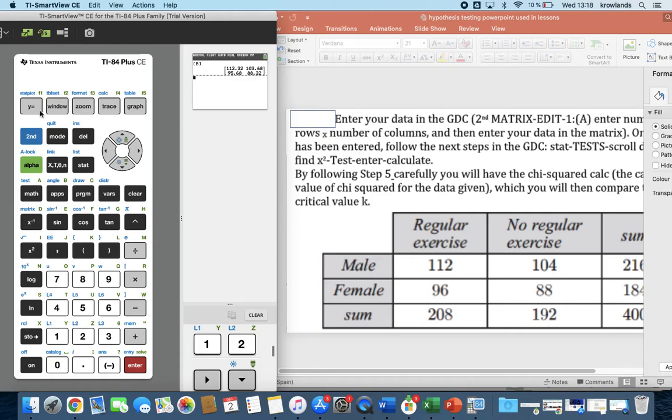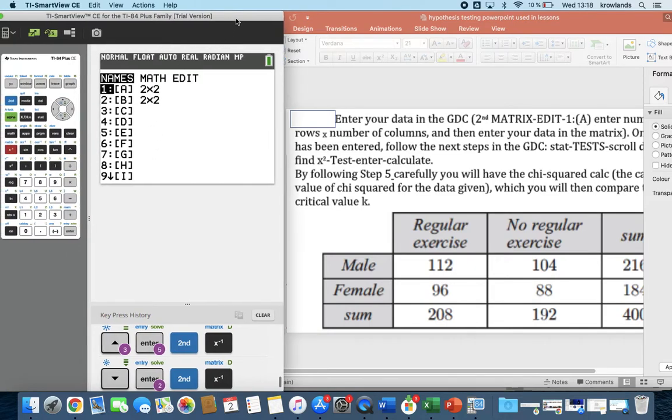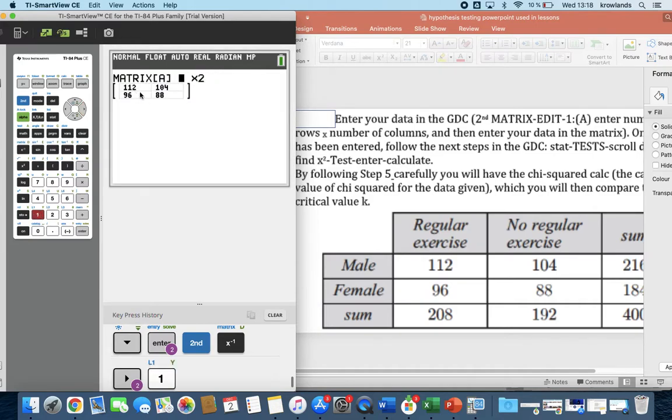So clicking on that, I'm going to press second x to the power of minus 1. Now I would like to edit a particular matrix. So we're going to go across and we're going to edit one matrix. A matrix is just numbers in a grid or in a table as follows. In university, you'll be able to manipulate these matrices. However, at this level, we do not need to do anything much more to it.